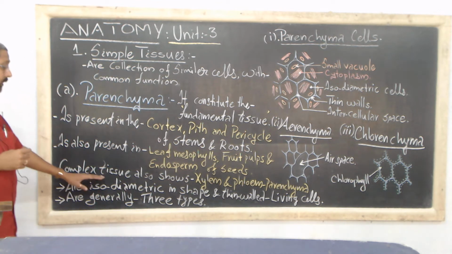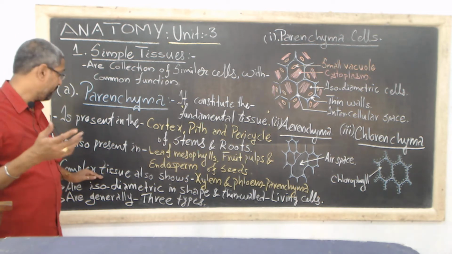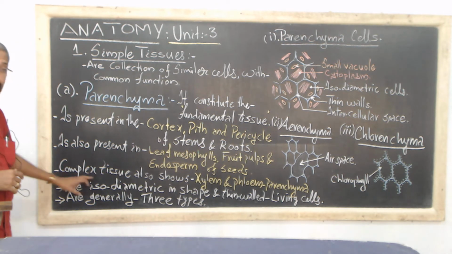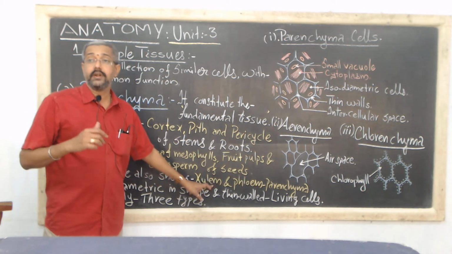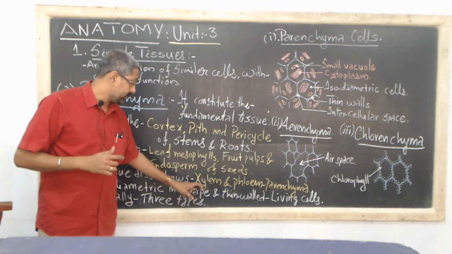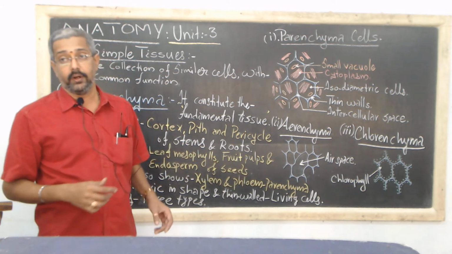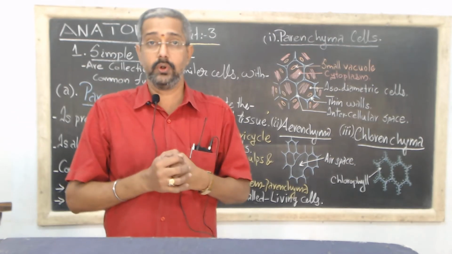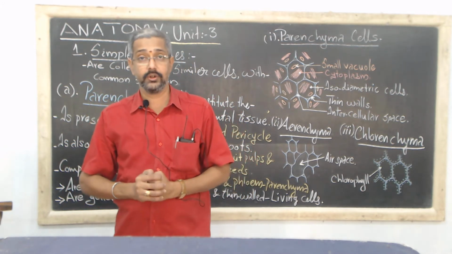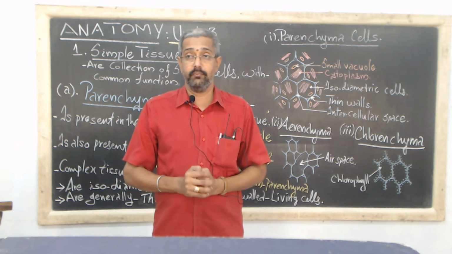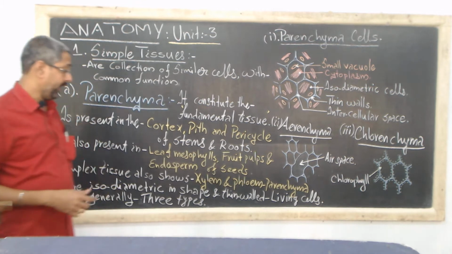In addition, as I already mentioned, the complex tissue also shows the presence of parenchyma, named xylem parenchyma and phloem parenchyma. So the complex tissue is also organized by the presence of this simple tissue called parenchyma.